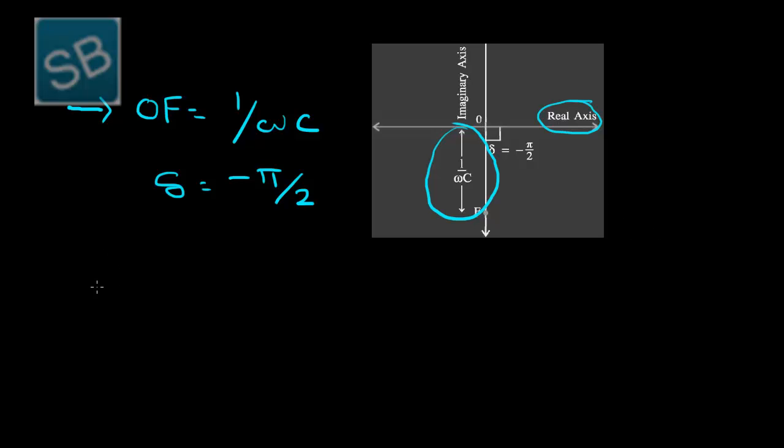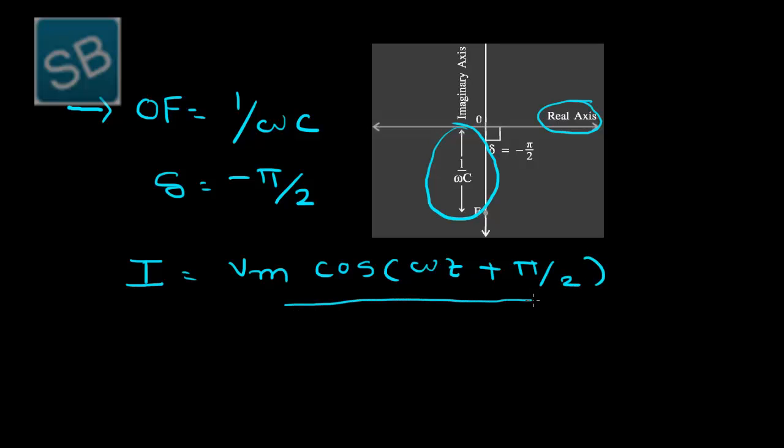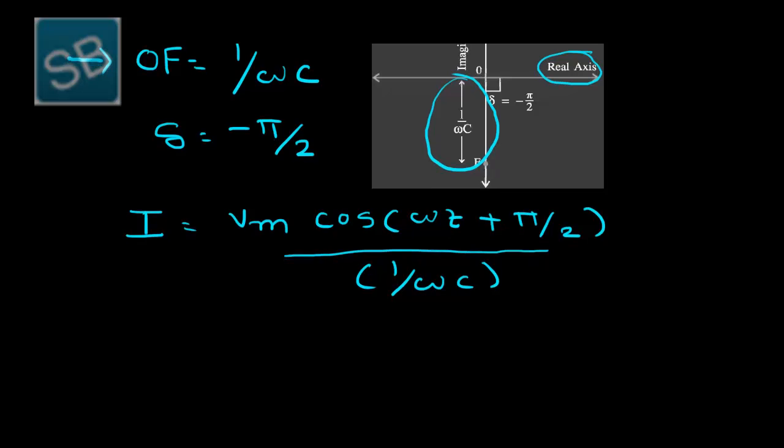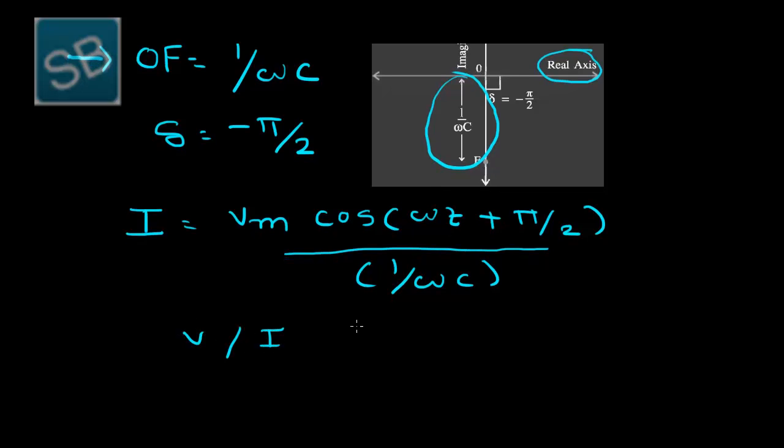And now I can write down the value of current, that is voltage divided by impedance. So here the voltage is Vm cos of omega t plus pi by 2, divided by the impedance, that is 1 over omega C. And with this we have found the value of current. So what kind of relation will we get between the voltage and current with respect to the time interval omega t? Let's find out.